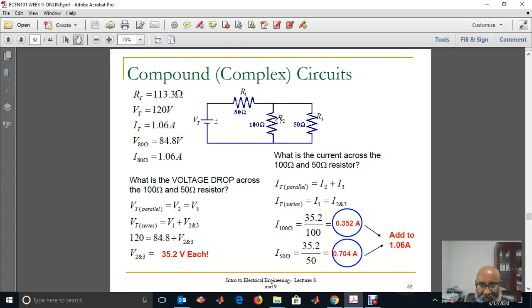Now, what is the current passing through R2 and R3? From Ohm's law, the current passing through the 100 ohm resistor is the voltage, 35.2, divided by the resistance 100 ohm, which is 0.352 ampere. The current through R3 is the voltage 35.2 divided by the resistance 50 ohm, 0.704 ampere. And if we add these two, we get the total current 1.06 ampere.